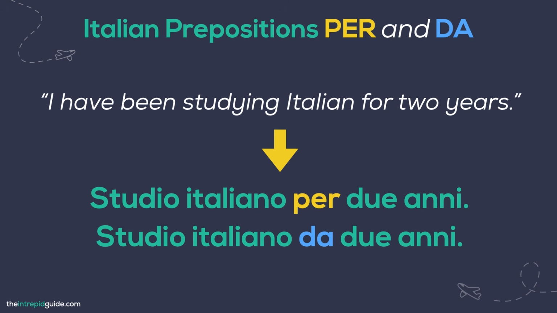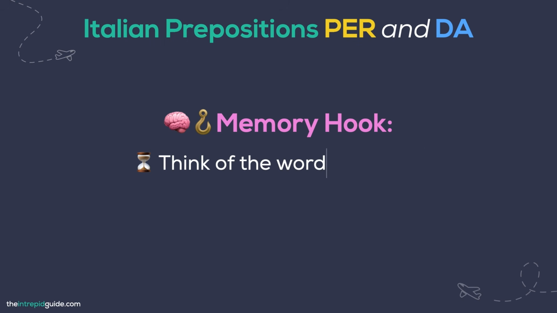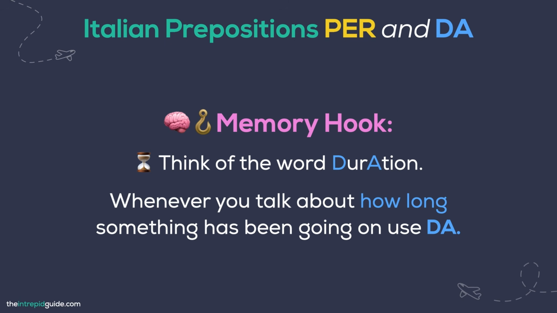Now, per and da can both mean for, and you've seen both used with time. So which one is right? Here's an easy way to remember. Think of the word duration. Hear those 2 letters, d, a? They're hiding right there. Duration, da. That's your clue. Whenever you talk about how long something has been going on, the duration, the answer is right there in front of you, da.